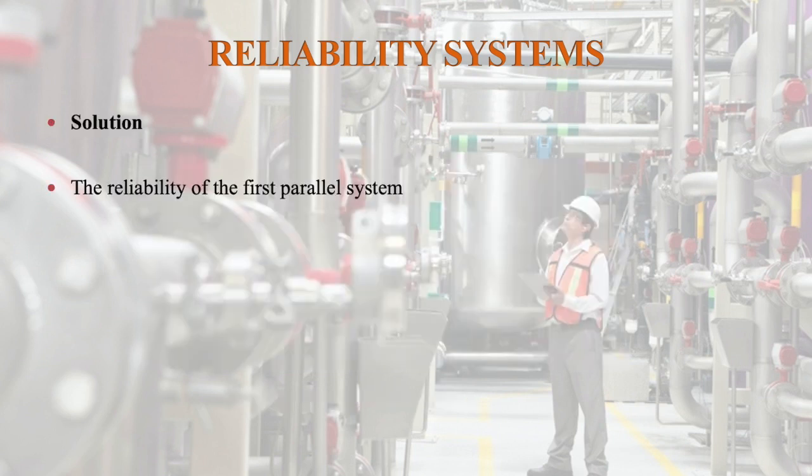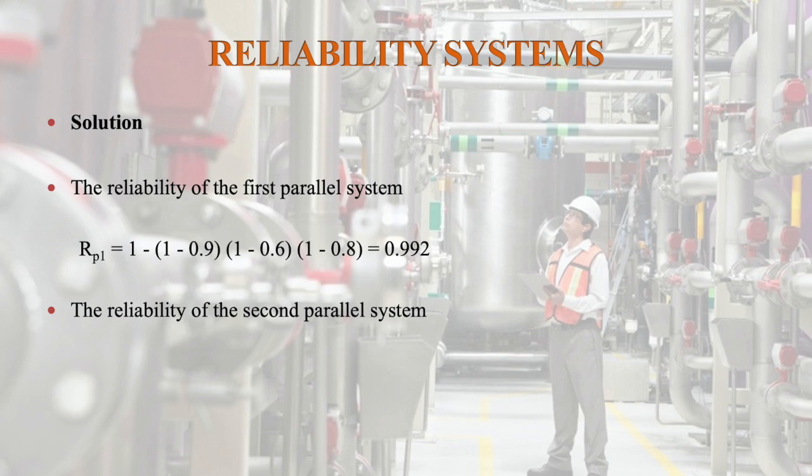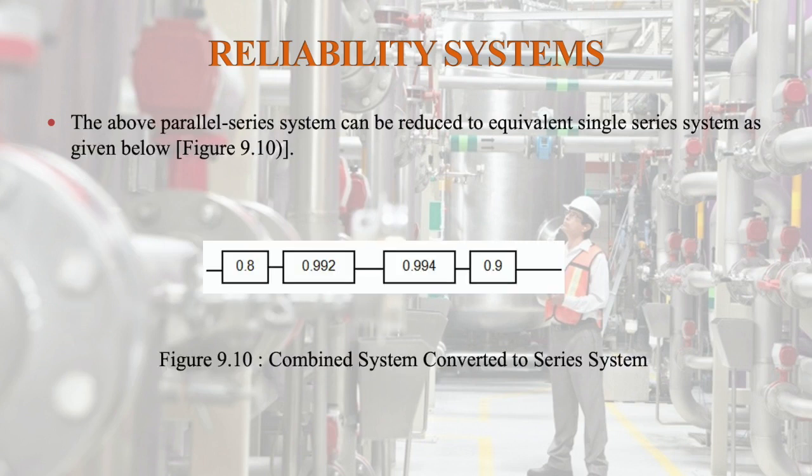So solution: the reliability of the first parallel system, Rp1, is equal to 1 minus (1 minus 0.9) into (1 minus 0.6) into (1 minus 0.8), that is equal to 0.992. The reliability of the second parallel system, Rp2, is equal to 1 minus (1 minus 0.8) into (1 minus 0.7) into (1 minus 0.9), that is equal to 0.994.